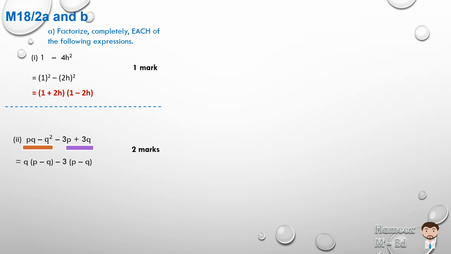So now we can complete it. Since we have the same brackets in both of them, we can pull it out. And what we're left with is q minus 3 times p minus q. Or we could switch it around and it will still work. And let's recall that in both of these questions, we can multiply our answer out and see if we get back what's on top.